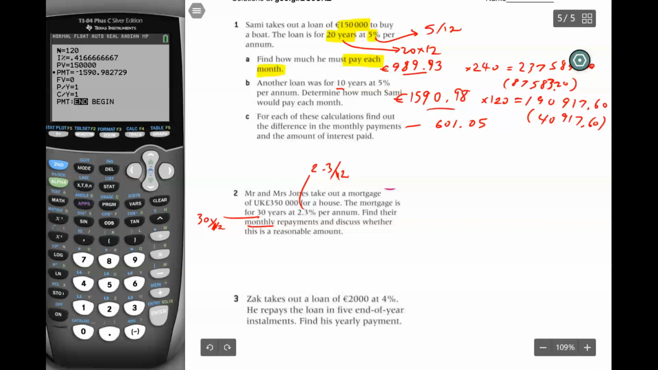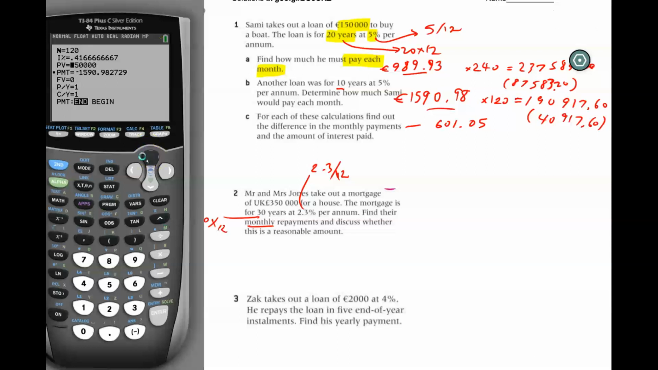Okay, so 30 times 12. So I'm going to go up to n, and I'm going to put 30 times 12, or I could just write 360. The I value is going to be 2.3% divided by 12, so I'm just going to do 2.3 divided by 12.